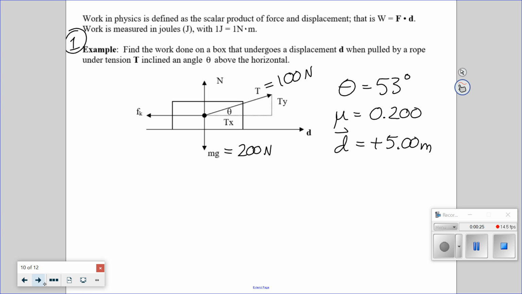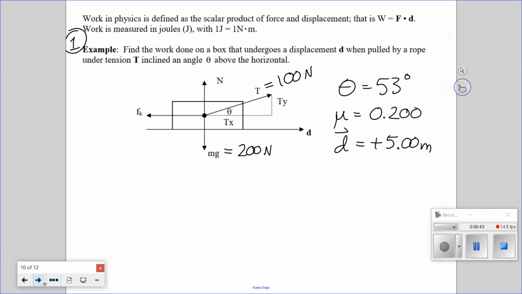Oh, maybe you didn't have the same form. So, okay, we're pulling with 100 newtons at 53 degrees, 53.1030, something like that. You know the one, 53. And it's a 200 newton sled, or 20 kilograms. Okay, find the work done on the box.